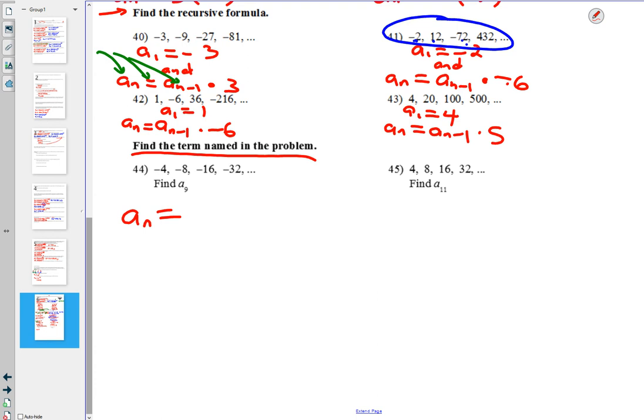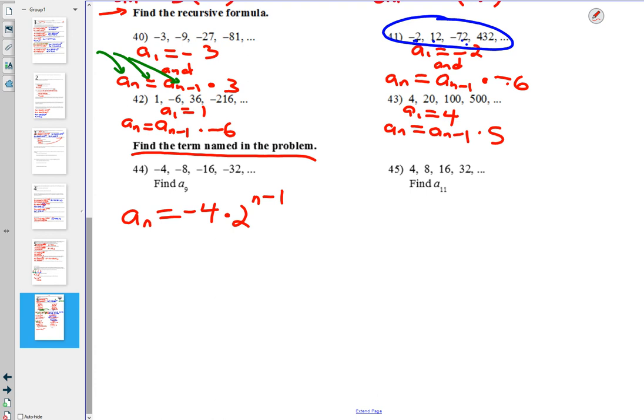What comes after the equal sign on an explicit definition? Somebody not named Ann. Brian, do you know? The first number? Thank you. So that's negative 4 times, what is the common ratio here? What is our common ratio? This is positive 2 to the power of n minus 1.